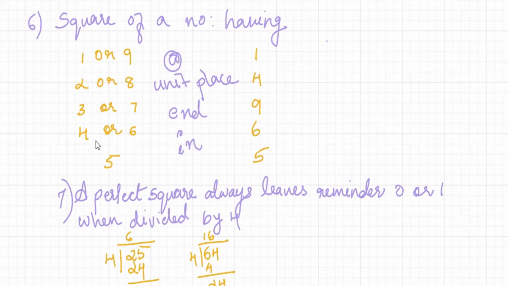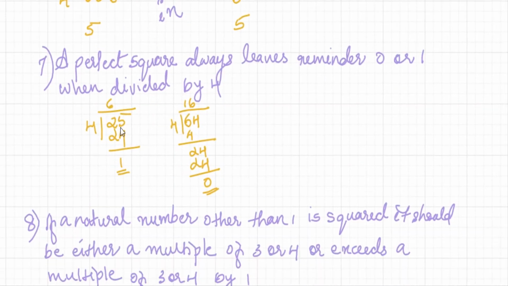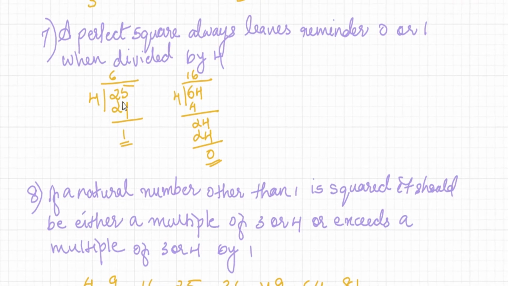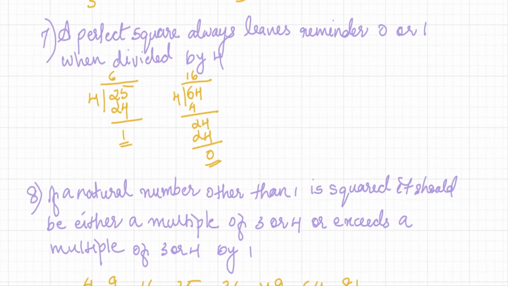Now the seventh property: a perfect square always leaves a remainder 0 or 1 when divided by 4. See here, we take 25 divided by 4.